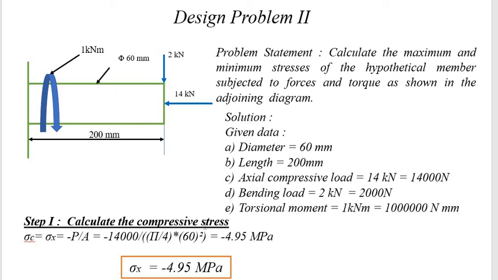First step is to calculate the compressive stress. Compressive stresses are negative in nature. Hence, the equation P by A is accompanied by a negative sign. So, this compressive stress or axial stress is equal to minus 14,000 divided by pi by 4 into 60 square, where 60 is the diameter of the hypothetical member. Sigma x is minus 4.95 MPa.